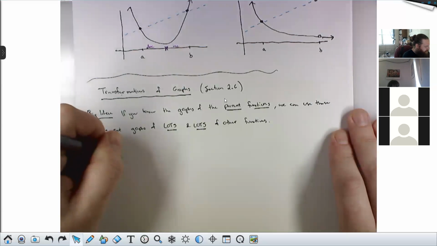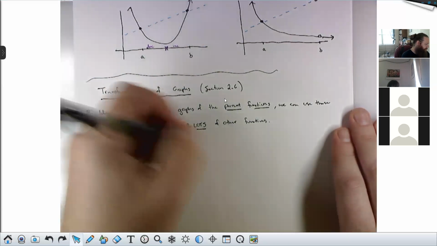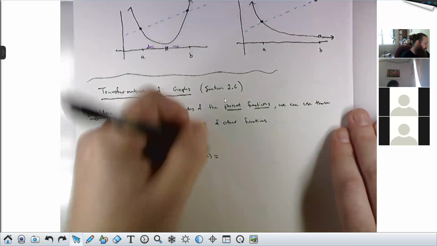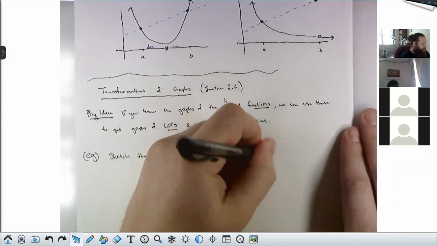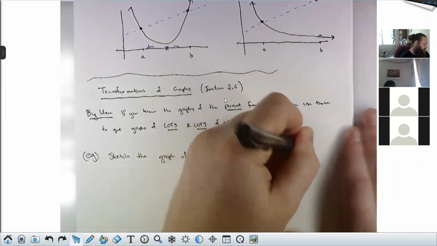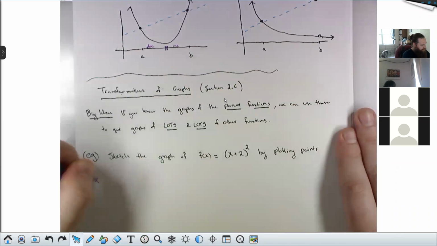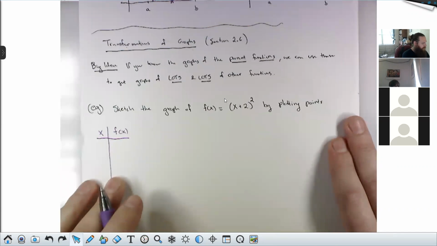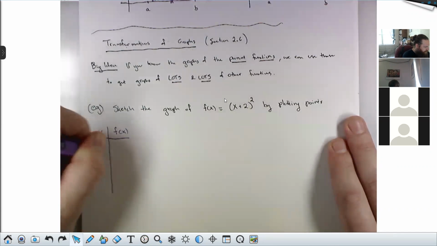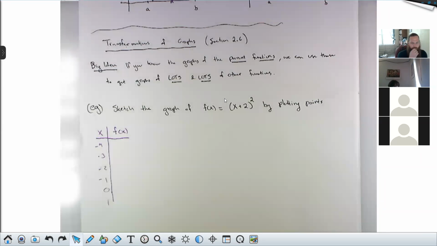All right, let's sketch a graph of f of x equals (x plus 2) all squared by plotting points. So we're back in 8th grade. We're going to make a table. Our table is x values and y values, or x and f of x. And for my x values, I'll use like -4, -3, -2, -1, 0, and 1 for reasons that will become clear.